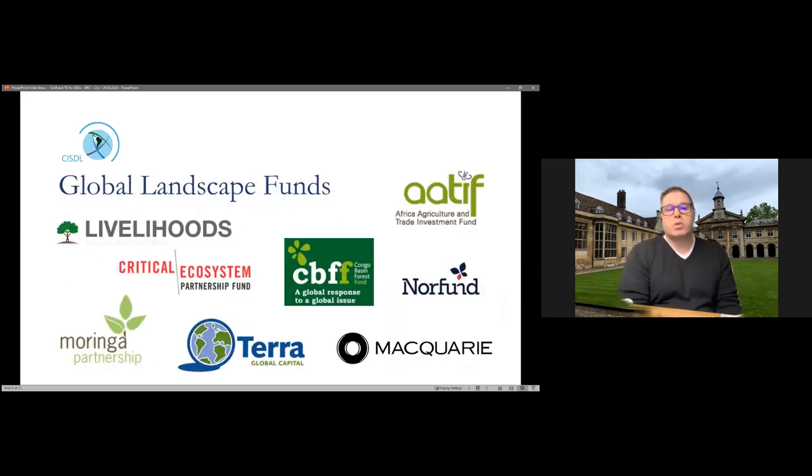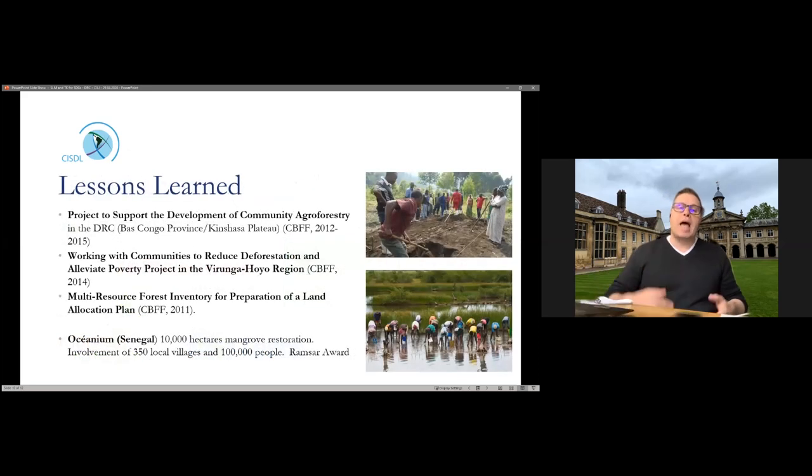Another aspect which was incredible was the role of these global landscape funds. And there'll be a couple that I'll dive into really briefly. That'll be the Congo Basin Forest Fund and the Livelihoods Fund. These are privately created instruments that allow for the investment into type of development projects to advance developmental goals and to fill gaps. Three of them were multi-million dollar, multi-year programs that helped to foster agroforestry.